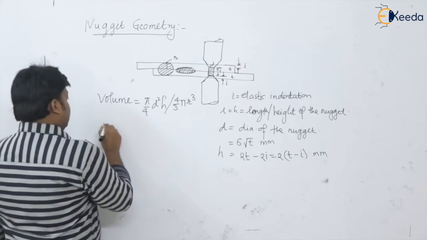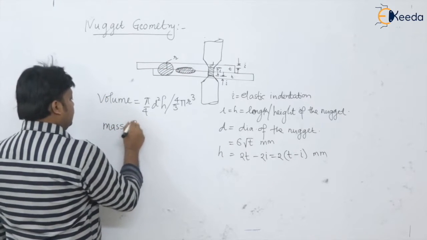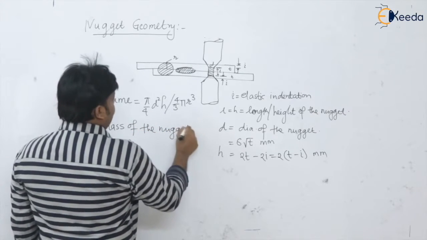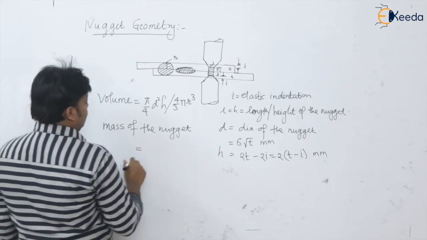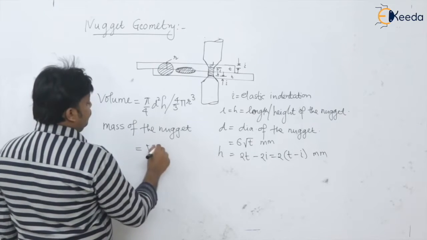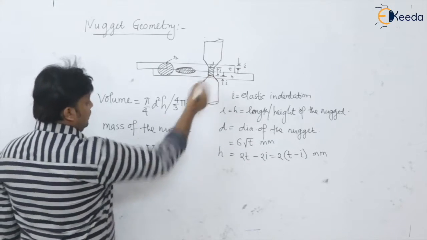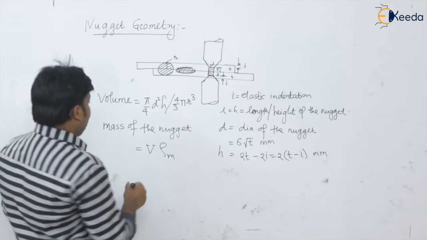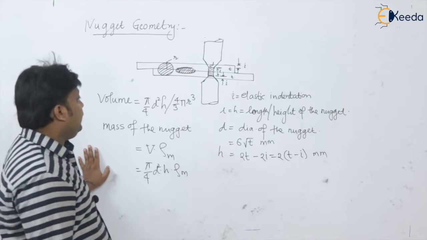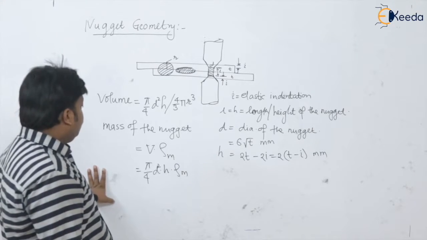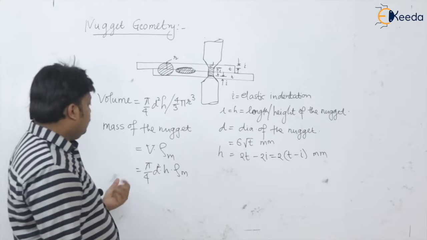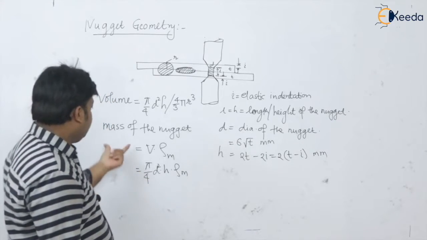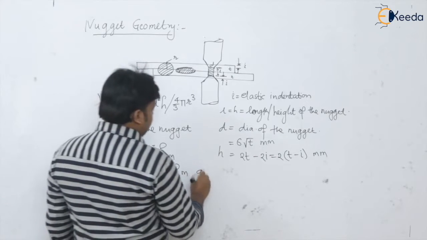What is the mass of the nugget? We know that mass is the volume of the nugget times the density of the nugget material. The nugget material and plate material are the same. So what is the volume? Now, if you want to find the heat required to melt the nugget, how do we calculate the mass of the nugget in grams?